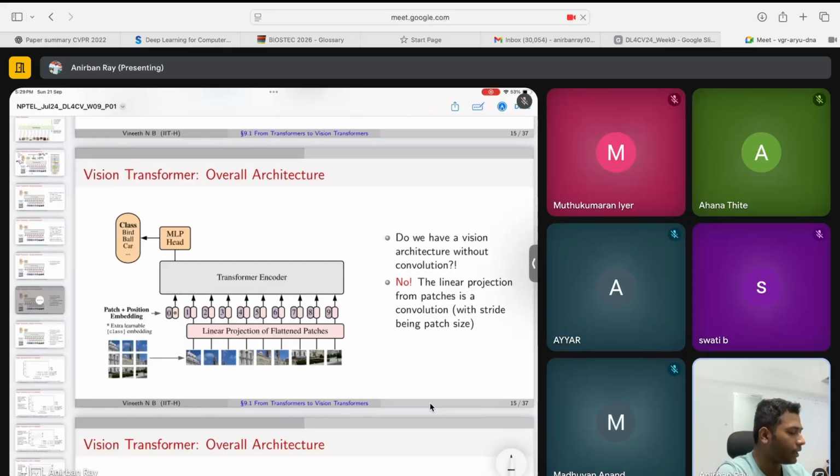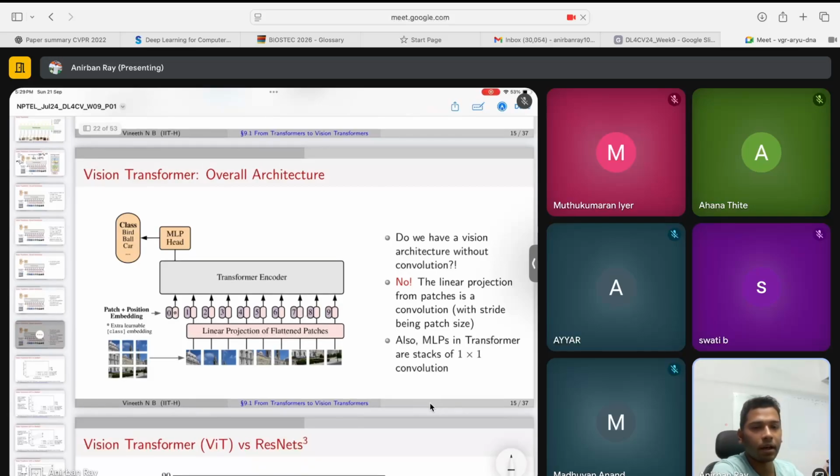So here the linear projection is a convolution, they say, with stride being the patch size. So the stride of the convolution is equal to the patch size. What happens is that the representation you get does not mix between each of the patches. So the representation of each of the patches is different.